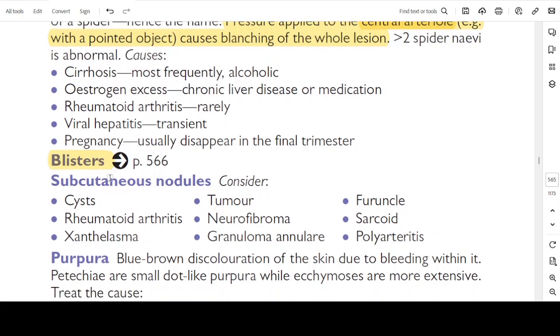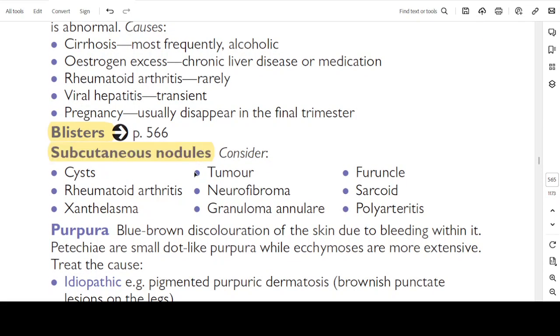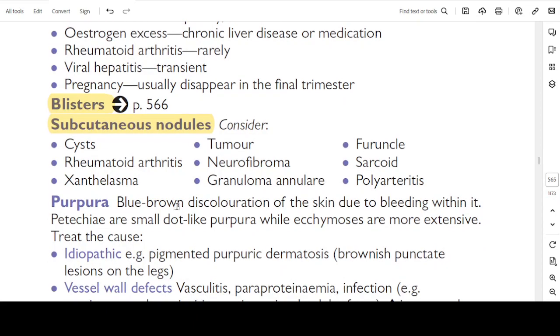Blisters, 566, we will read there. Subcutaneous nodules: consider whether it is a cyst, a tumor, a furuncle, rheumatoid arthritis, neurofibromas, sarcoid, xanthelasma, granuloma annulare, or polyarteritis.